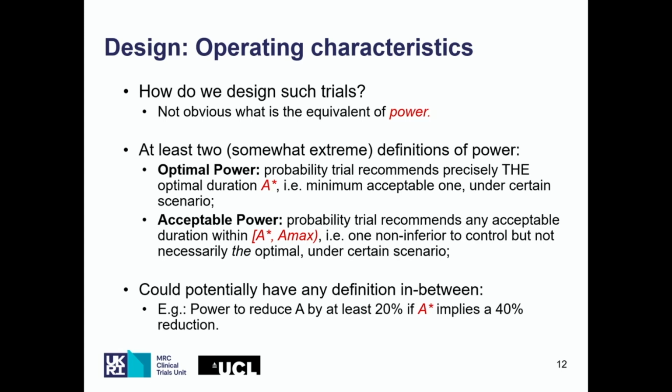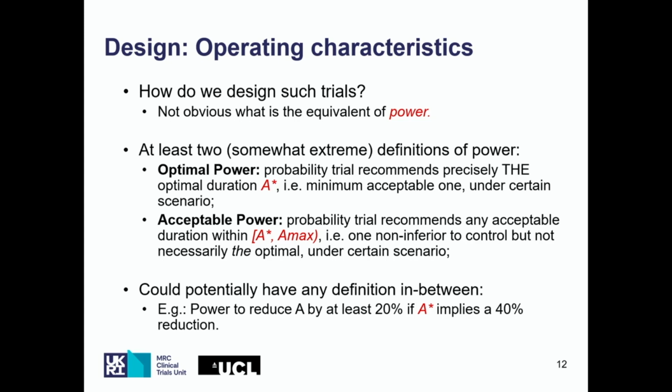The first one is what we call optimal power. It's the probability that our trial will recommend precisely the optimal duration A star, so the minimum acceptable one, under a certain scenario. When we say under a certain scenario, this is basically the equivalent of when, in two-arm trials, we say that when we're powering our superiority trial, we are choosing our delta for powering the trial. So in this case, we have to define the whole scenario in terms of a treatment response curve. So this is optimal power.